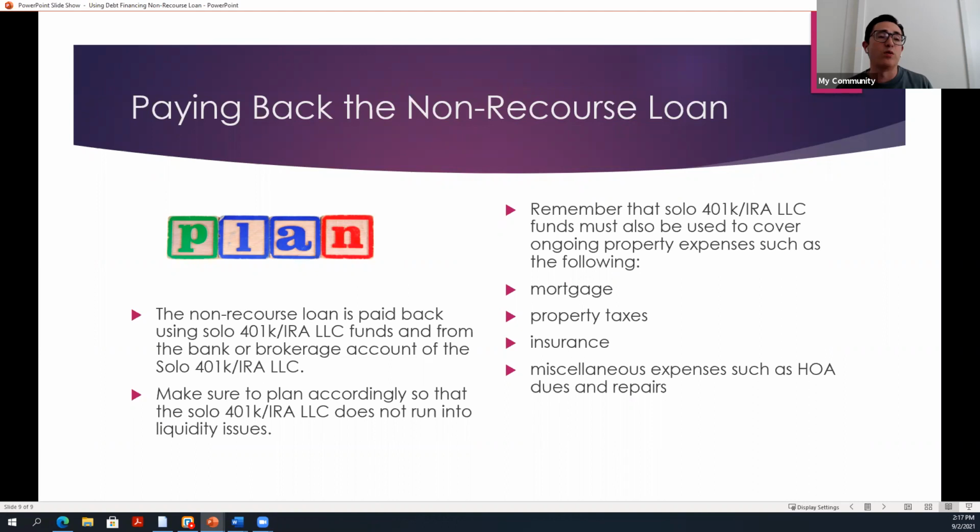And then of course, remember that other expenses related to this investment, the mortgage, which is the non-recourse loan, the property taxes, the insurance, other expenses like HOA fees, repairs, all the income and expenses related to the property that's owned by your retirement account, all that money is going to go in and out of the retirement account. So it's either going to go in and out of the 401k account, or it's going to go in and out of the LLC bank account that's owned by your IRA.